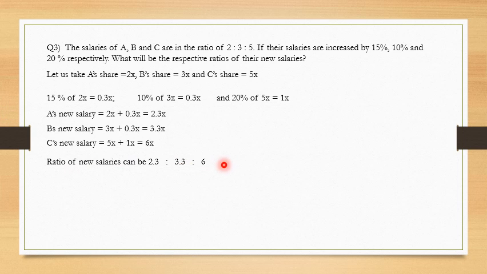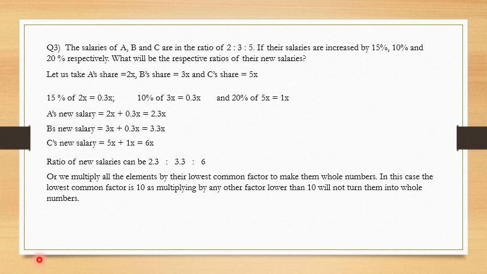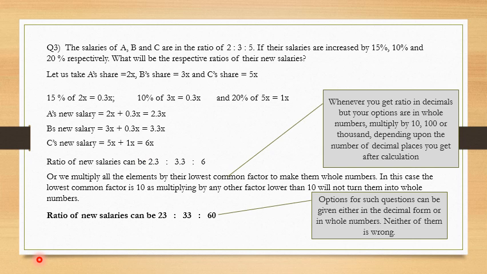So we take the number which has the most number of decimal places. So we multiply all those three elements by equal number of zeros after one. So यहाँ पे क्योंकि decimal के बाद एक ही digit है, so we have taken one zero after one, which is 10. अगर दो decimal digits होते तो we would have taken two zeros, that is 100. That means our answer is 23 is to 33 is to 60. So this will be the new ratio of their salaries.